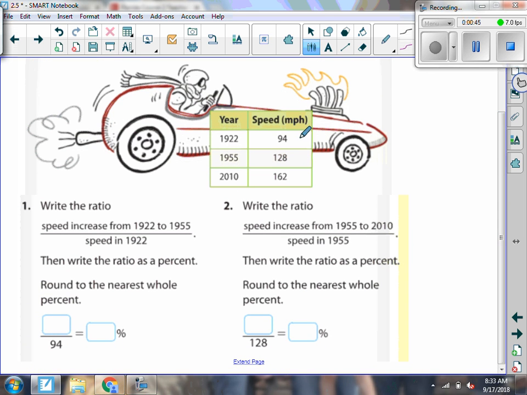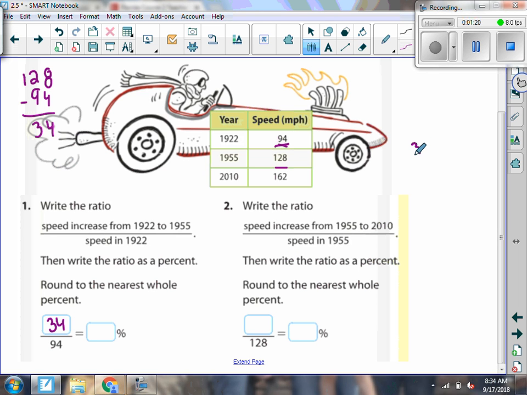So we need to find the difference in our speeds. So this will be 128 minus 94. 8 minus 4 is 4. 12 minus 9 is 3. Okay, so we have 34 over our speed in 1922 was 94. So 34 over 94. Now we need to write our ratio as a percent. So we've got to change this into decimal form and then percent form.